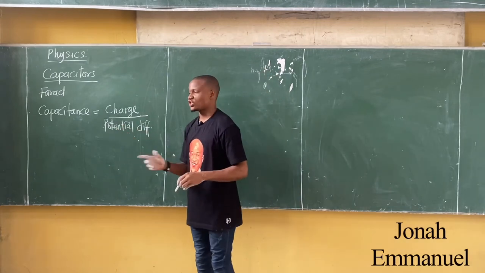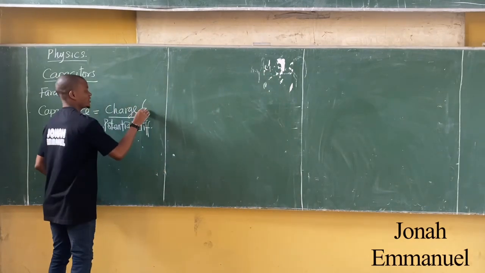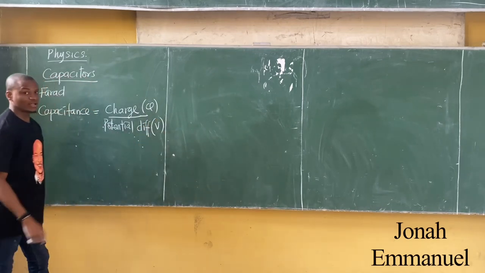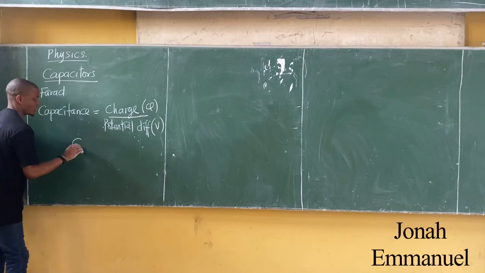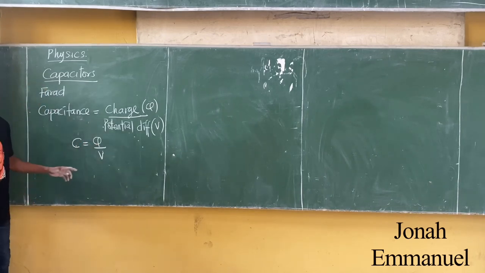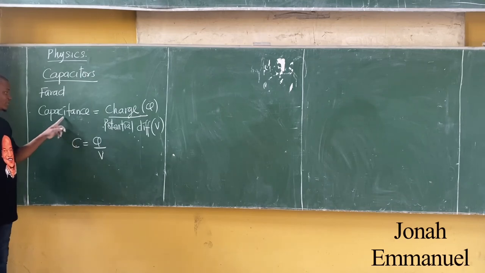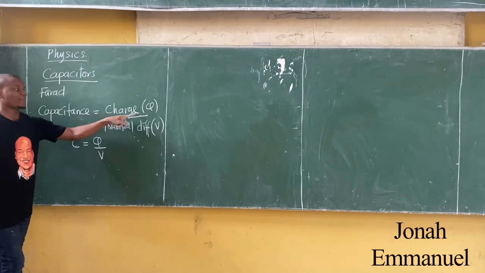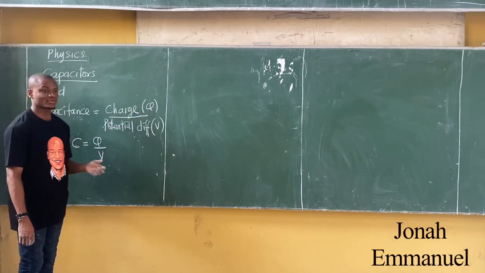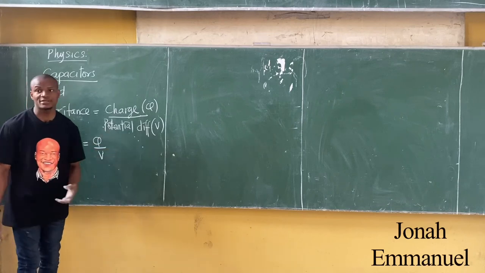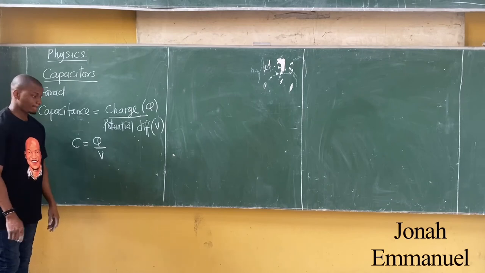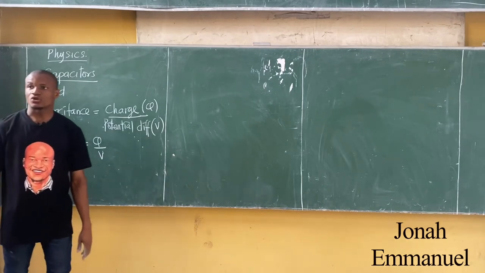Capacitance is simply the ratio of the charge on the capacitor, charge is Q, to the potential difference across its terminals. We are saying capacitance C is equal to Q over V, right? So C is equal to Q over V.